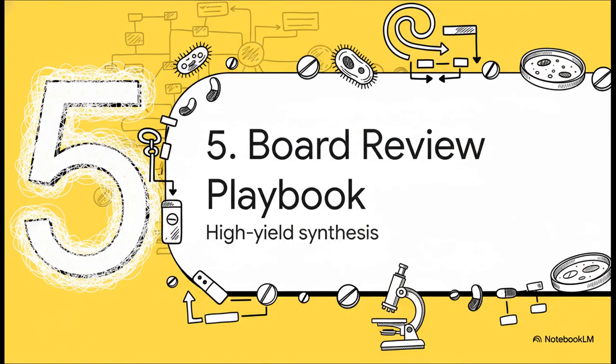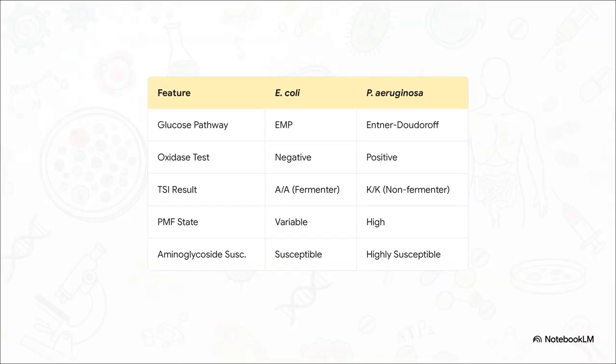Okay, let's bring it all home now with the board review playbook. This is the high-yield synthesis, the stuff you absolutely need to know to walk into your exam feeling confident. This right here is the money slide. If you're gonna take a screenshot of anything, this is it. Let's run it down. E. coli, the generalist, uses the EMP pathway. It's oxidase negative. It's an A over A on TSI.